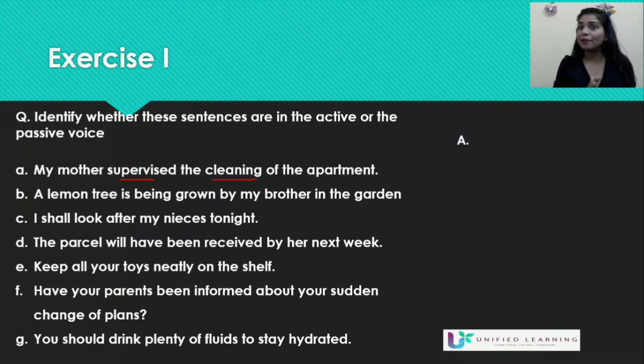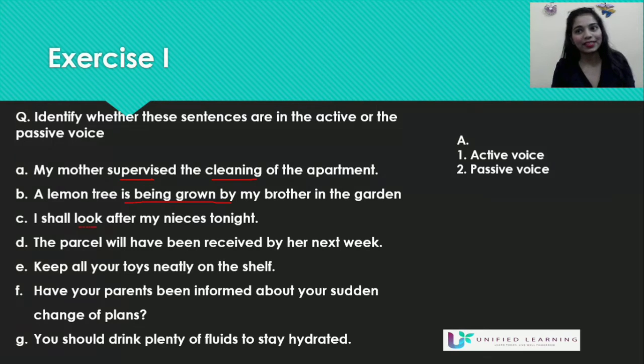So the answer for A part must be active voice, right? We are right, yes. Let's continue with sentence number 2. B part, a lemon tree is being grown by my mother in the garden. So this is passive voice, right? Next sentence, I shall look after my nieces tonight. So look clearly tells that this sentence is active voice, right? The parcel will have been received by her next week. So this is passive voice, right?